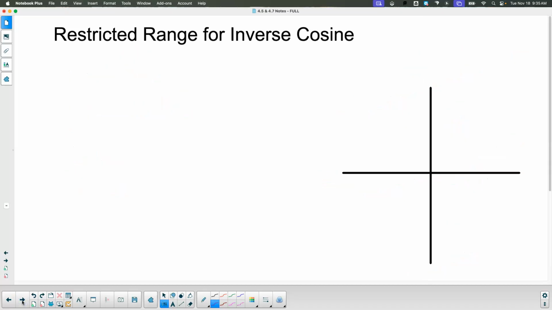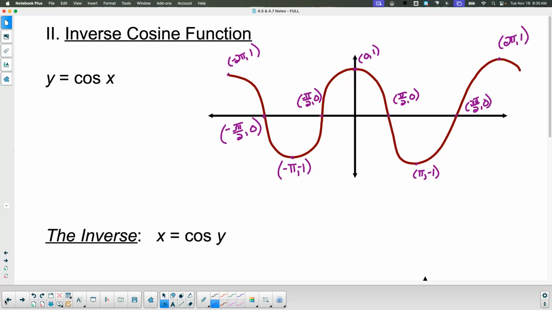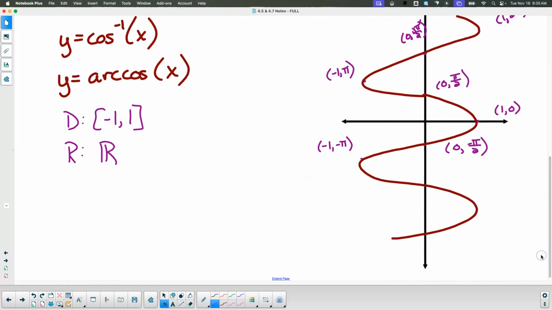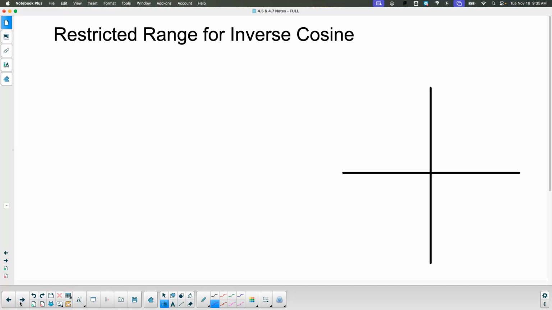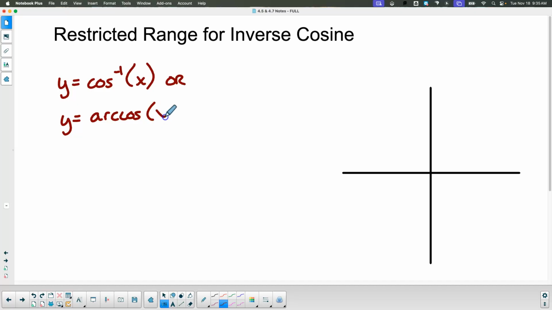Okay. So we still have to restrict it. Go back to it. Because, again, just like sine, it's not a function. So we need to restrict it and to figure out where it is. So if I've got y equals inverse cosine of x, or y equals arc cosine of x, both interchangeable, I am now going to be looking.